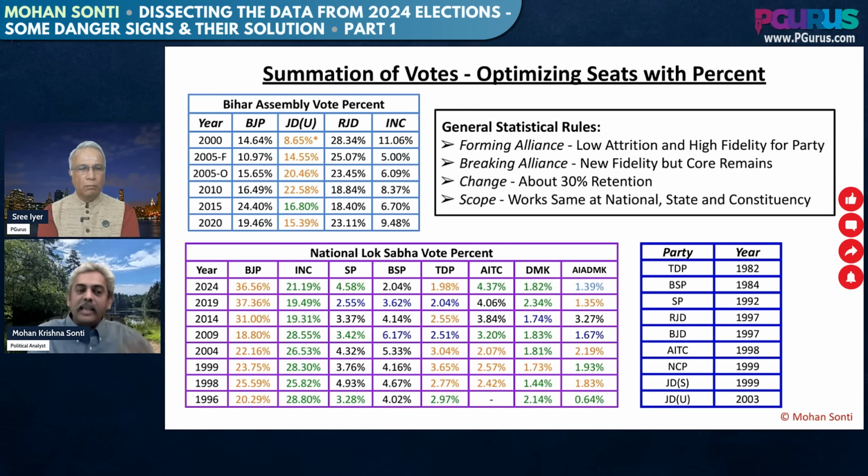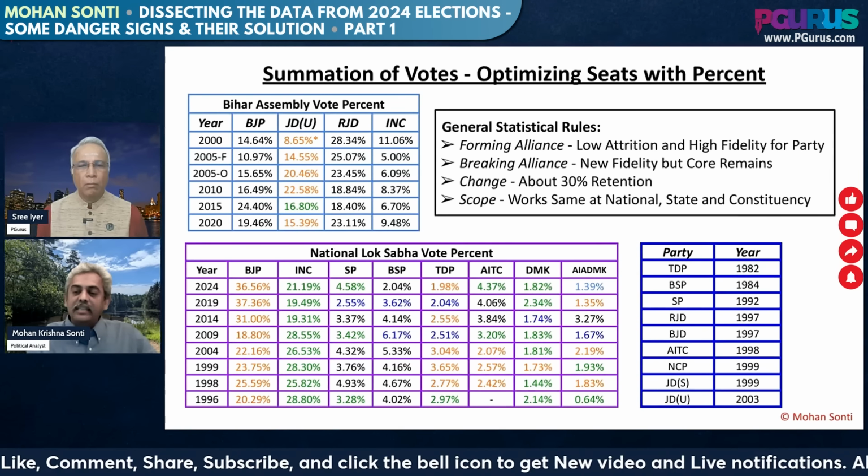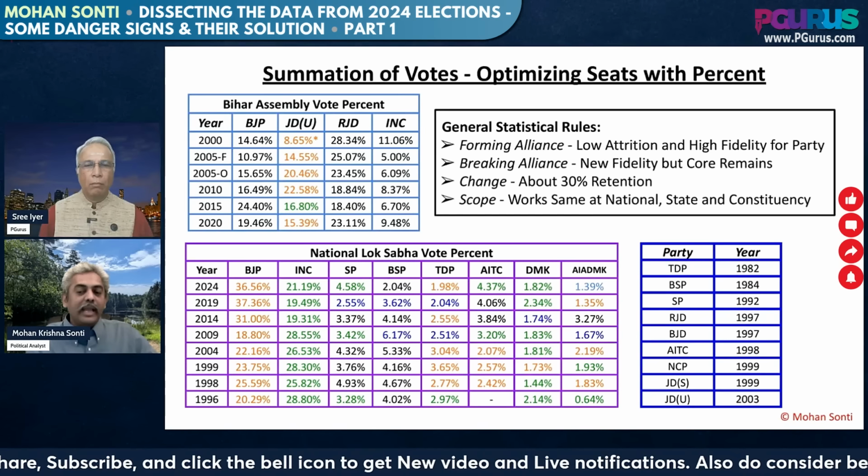They do work. That's why alliances are formed. The fidelity is very high. The attrition is very low. Just a quick look here. All these parties, you see a substantial number of parties like RJD, BJD, AITC. So all these have started from 1997, 98, 99. This is when these parties were formed. You didn't have these parties before.